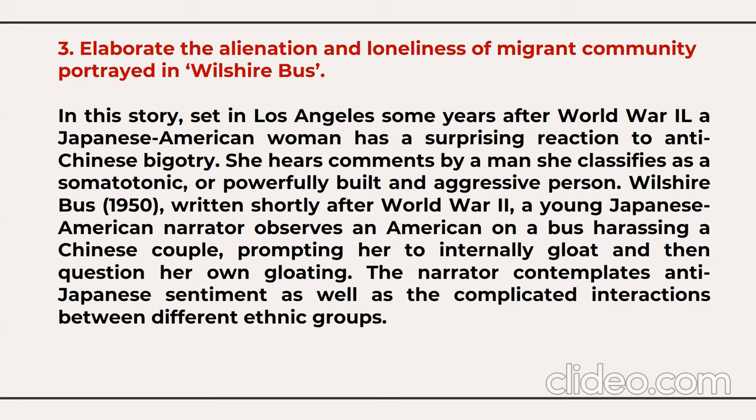Question number 3. Elaborate the alienation and loneliness of the migrant community portrayed in Wilshire Bus. In this story, set in Los Angeles some years after World War II, a Japanese-American woman has a surprising reaction to anti-Chinese bigotry. She hears comments by a man she classifies as a somatotonic, a powerfully built and aggressive person. In Wilshire Bus, written shortly after World War II, a young Chinese-American narrator observes an American on a bus harassing a Chinese couple, prompting her to internally gloat and then question her own gloating. The narrator contemplates the anti-Japanese sentiment as well as the complicated interactions between different ethnic groups.